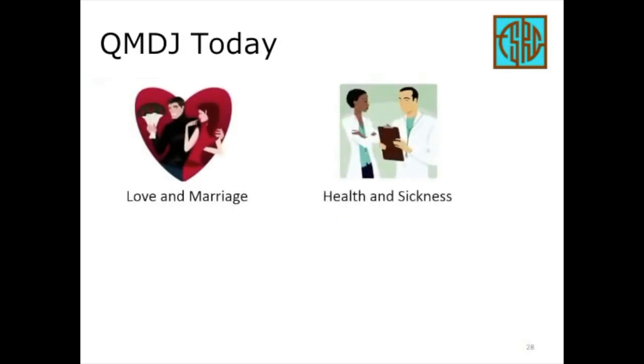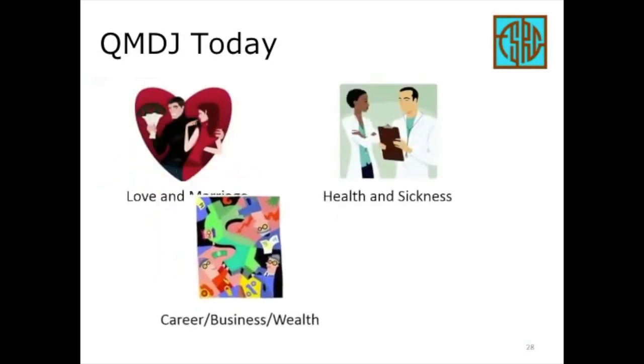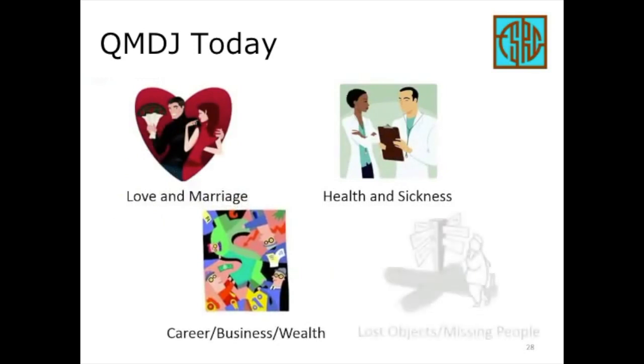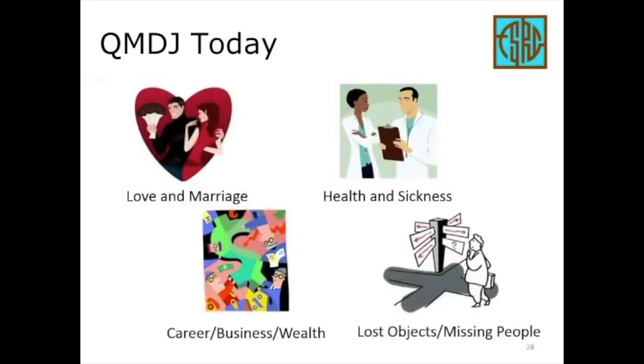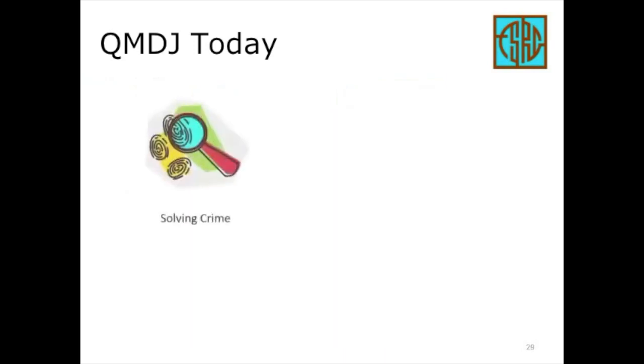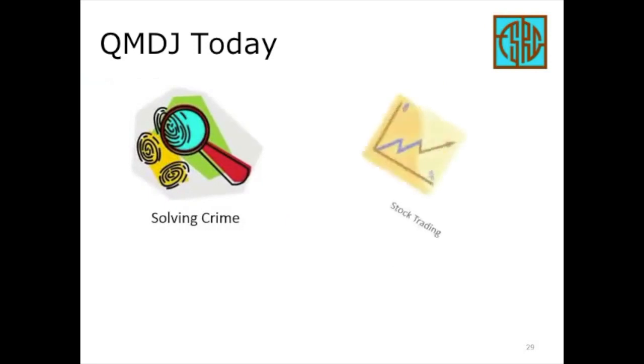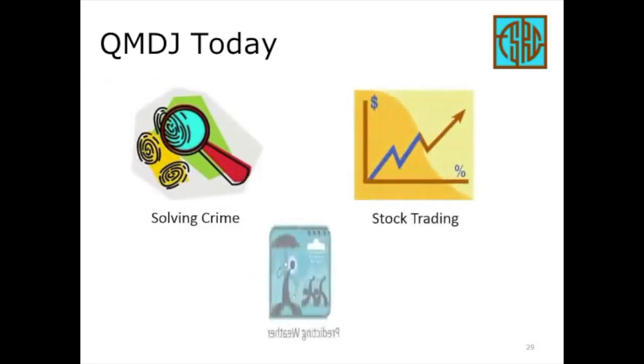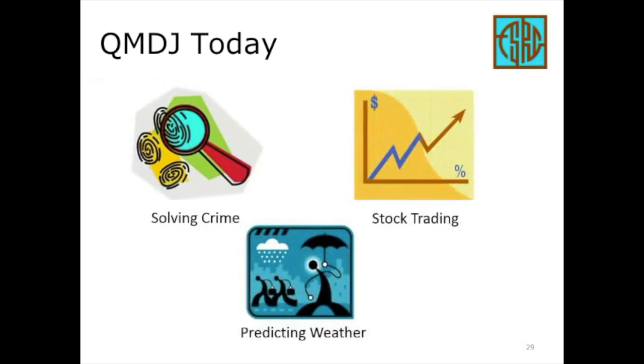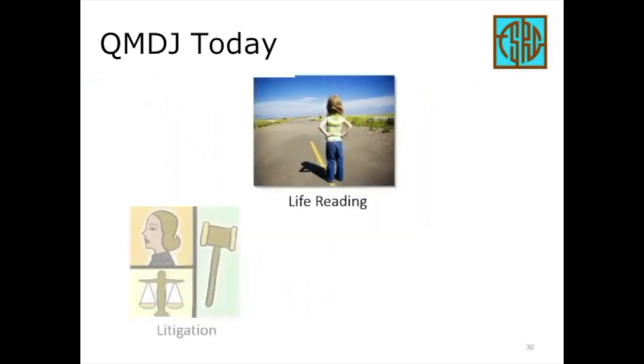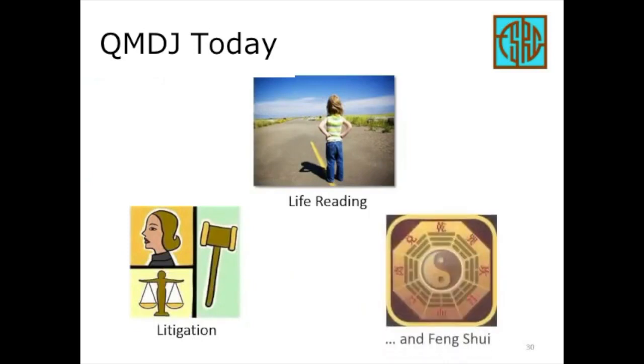Common applications of Qi Men Dun Jia are love and marriage, health and sickness, career, business, making money, finding lost property or missing people, solving crimes, stock trading, weather prediction, life reading, litigation, and Feng Shui.